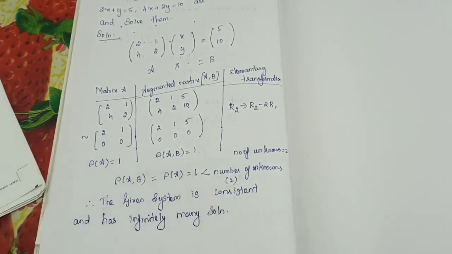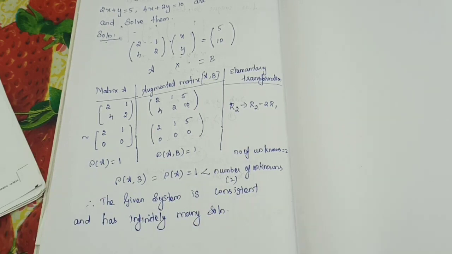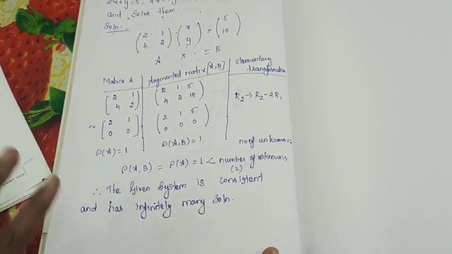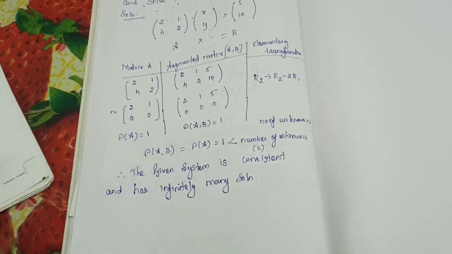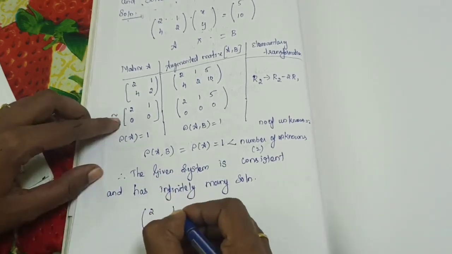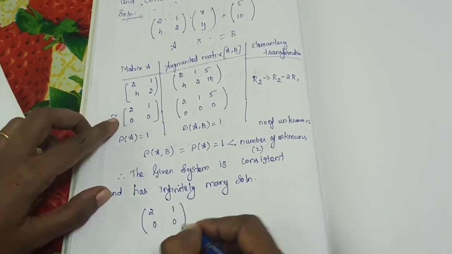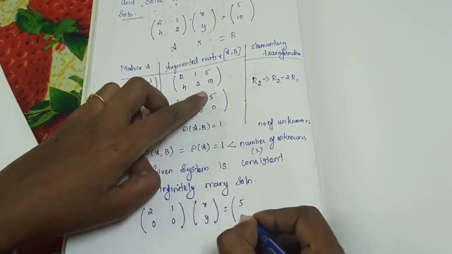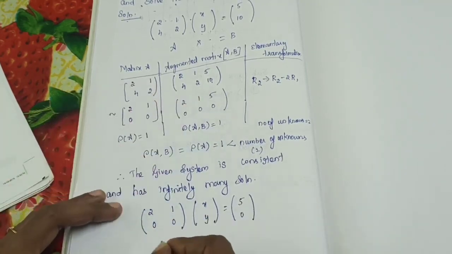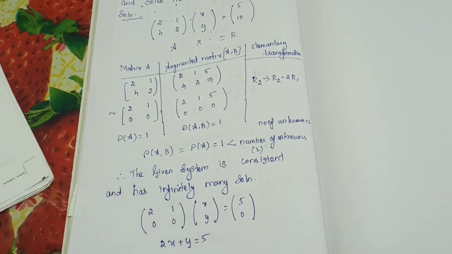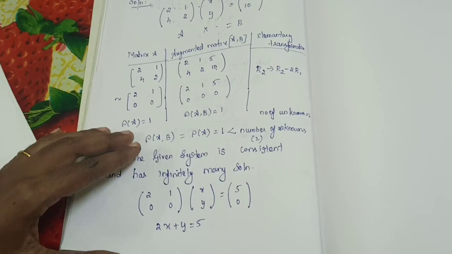Students, please listen. First, you need to learn those 4 rules by heart thoroughly. Then only you won't get confused. Understand? The given system is consistent and has infinitely many solutions. So now I am going to write that matrix as 2, 1, 0, 0, then x, y, then the B value 5, 0. Is it right? So 2x plus y is equal to 5. Is it right? So we can't find the value directly.